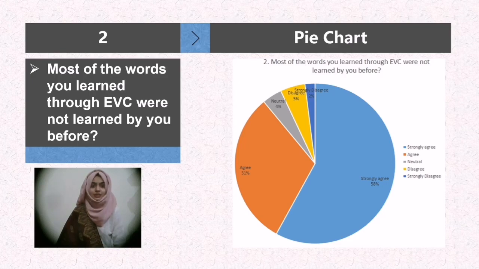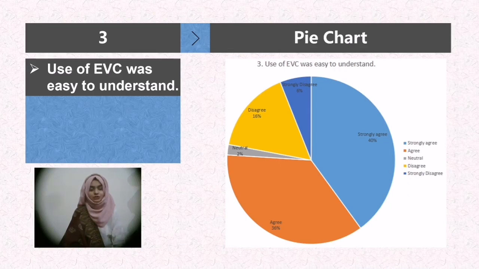The second question asked was, most of the words you learned through EVC were not learned by you before. This question was asked to analyze the understanding of the words to be taught by EVC. The answer was also important for the generation of results by the English Vocabulary Corpus. The responses were: 58 students strongly agree, 31 agree, 4 neutral, 5 disagree, and 2 strongly disagree. This shows that most of the words were never remembered by the students and they had not encountered the meanings or context of the words. So it also helps us conclude that the use of EVC can be easily analyzed with accuracy in results. The third statement asked was the use of EVC was easy to understand.